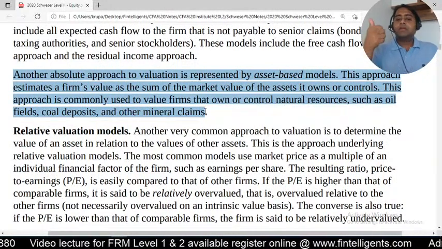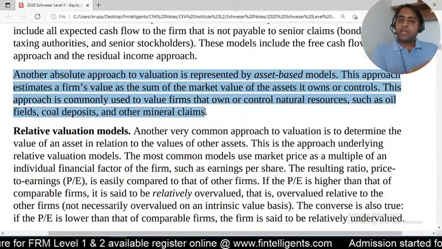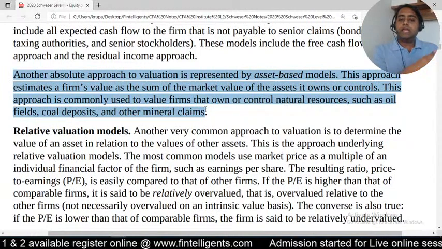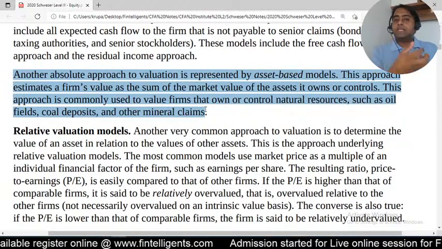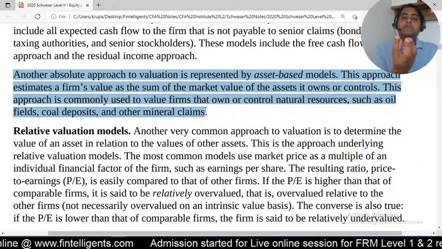Read this paragraph. If you read it, it will come to know. You'll first calculate the entire value of the asset. Okay, and what is that value of the asset? You'll minus the liability, and then you will come up with that remaining part, which is the true value of that company.